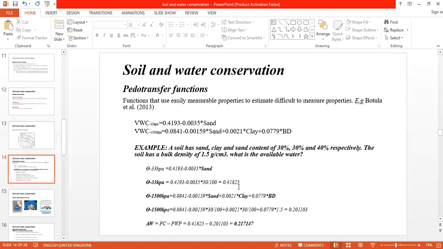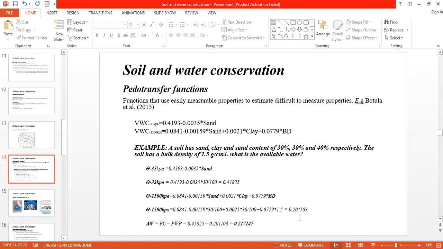Then for the permanent wilting point as well, it has three variables: the sand, clay, and bulk density. Just place the percentages of sand and clay, and your bulk density, which is 1.5. That gives you the volume of water at permanent wilting point. So now we have these two, 0.4 and 0.2. To find the available water, it's the difference between field capacity and the permanent wilting point.